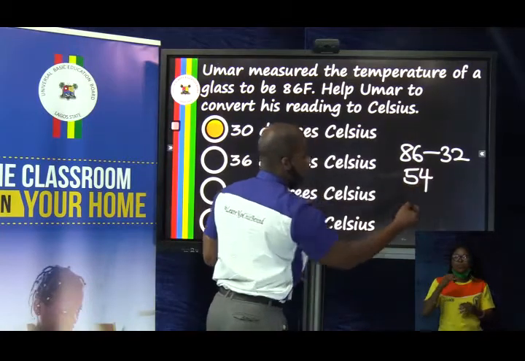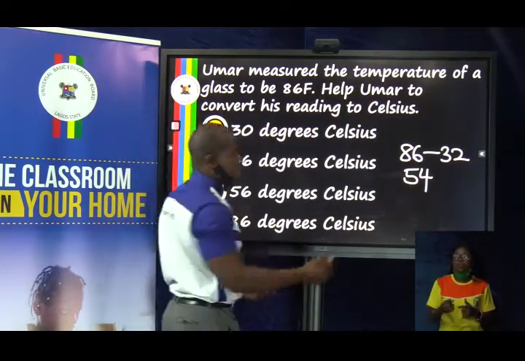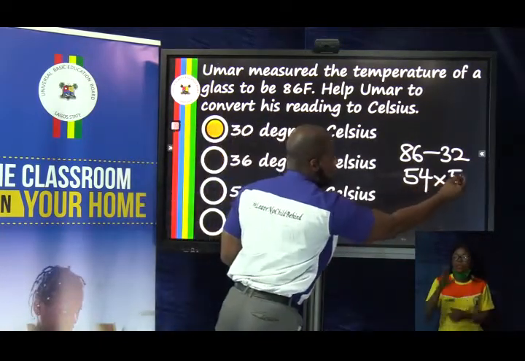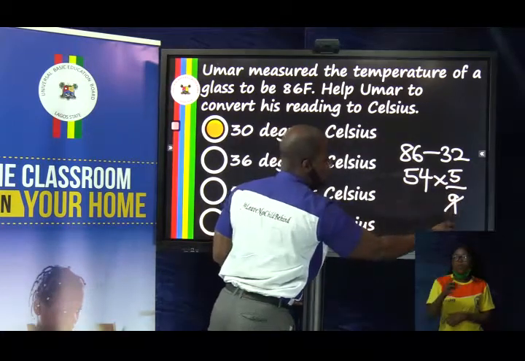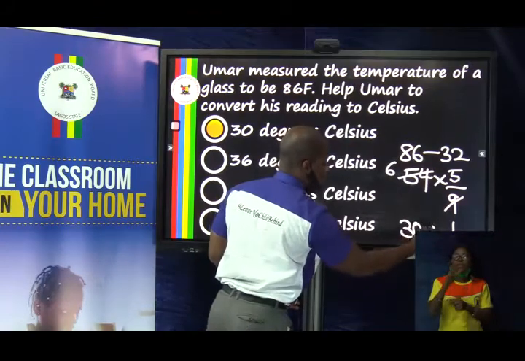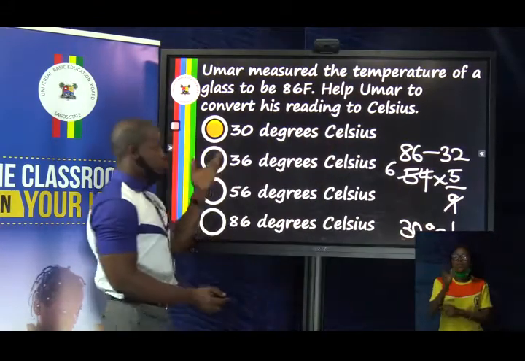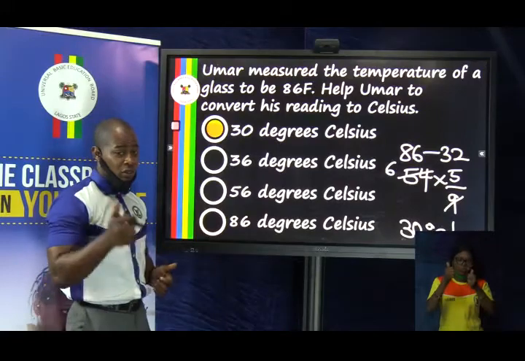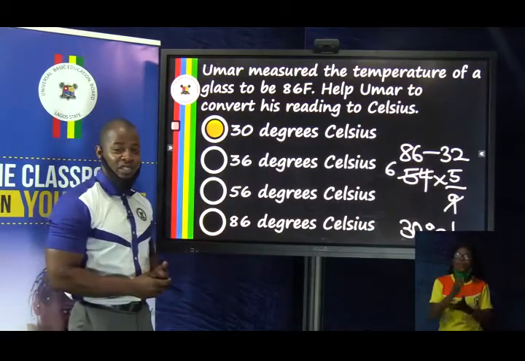54. Then you need to scale it down with 5/9. So 9 goes here 1, 9 goes here 6. 6 times 5, you get 30 degrees Celsius, which is the correct answer, my friend. Good job you selecting the correct answer.